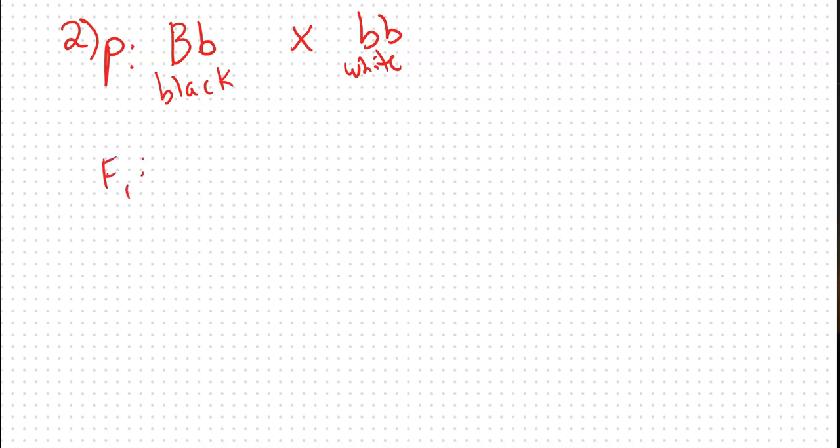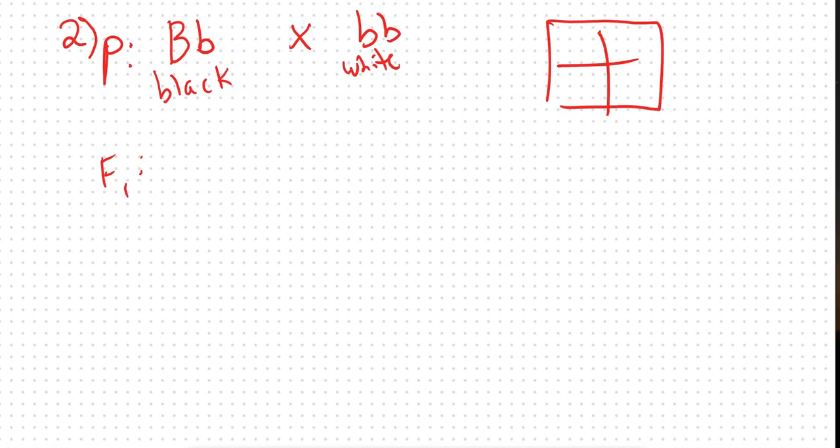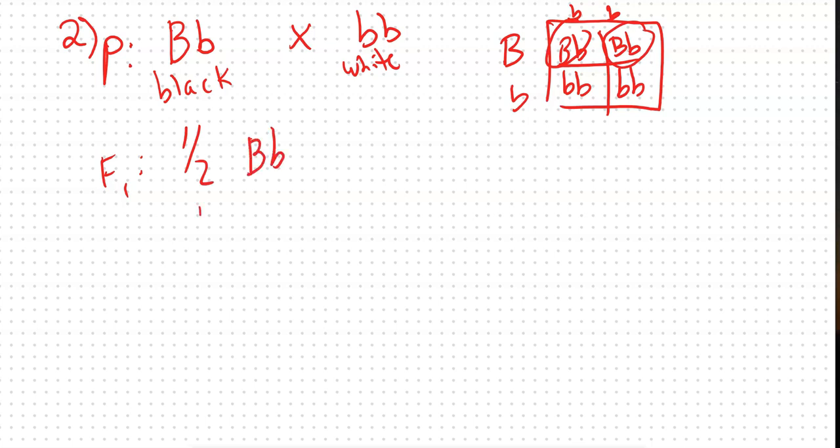We would do the Punnett square and see what we expect. So we have little b, little b, big B, little b. So these would be black. We would expect 1/2 to be big B, little b, which are black, and 1/2 to be little b, little b here, which are white.